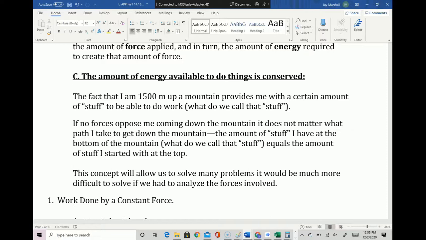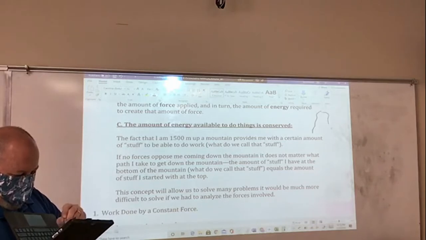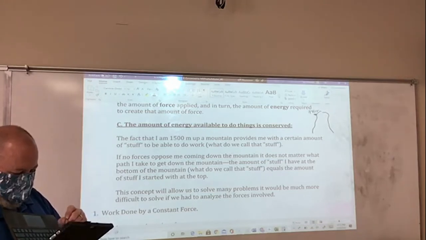If no forces oppose me coming down the mountain, it doesn't matter what path I take to get down the mountain, the amount of stuff I have at the bottom of the mountain equals the amount of stuff that I started with at the top. Okay, so let's kind of illustrate that. I'm here up on the mountain. I'm 1,500 meters up on the mountain.